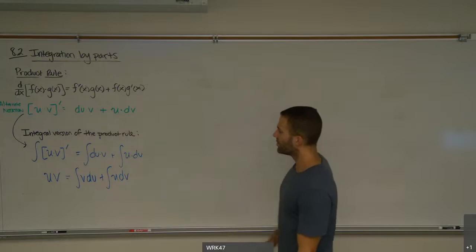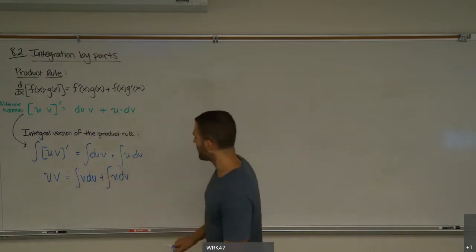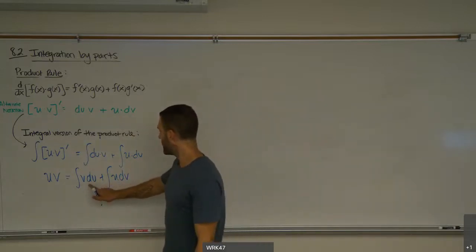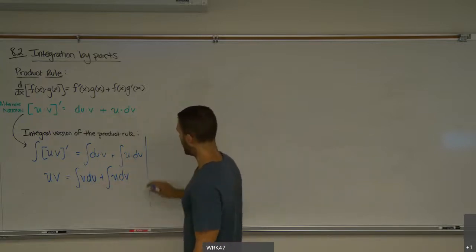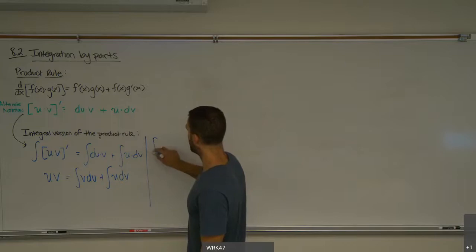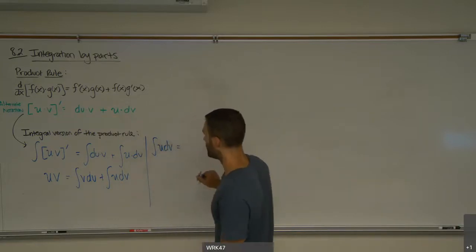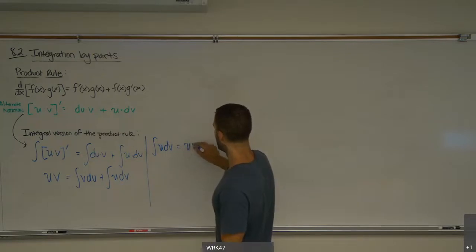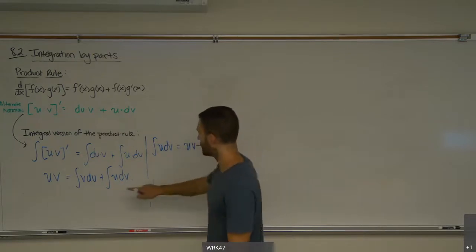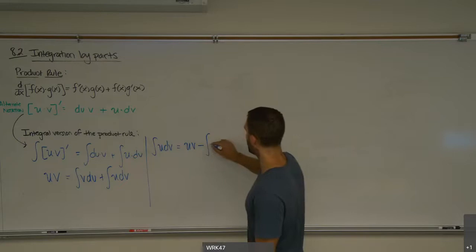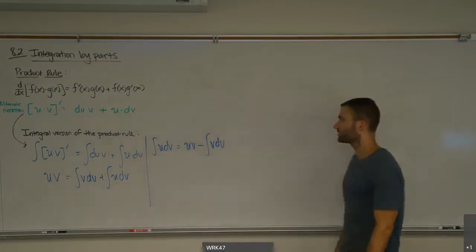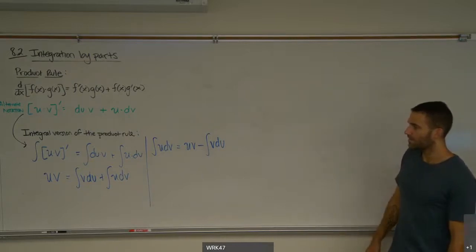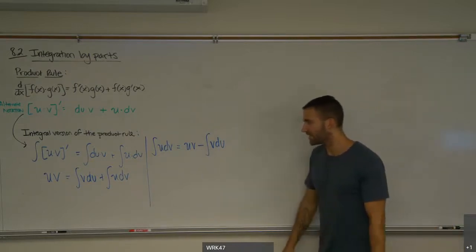And then all I'm going to do now is move one of these terms to the other side. I'm going to choose to move the v du term to the other side, and therefore get an expression that looks something like this. The integral of u dv is equal to u times v minus this integral here. I'm going to subtract that integral to the other side, v du. The integral of u dv equals uv minus the integral of v du.